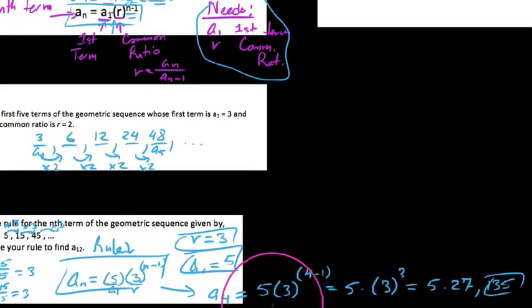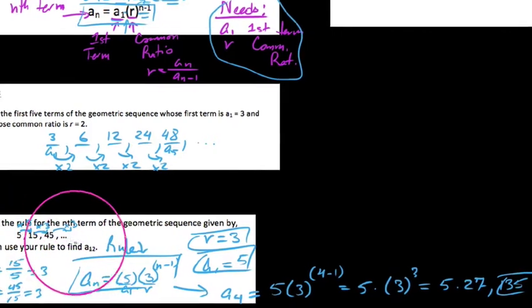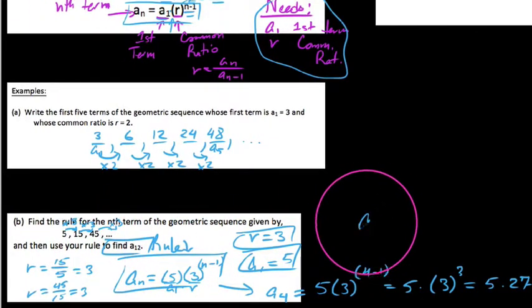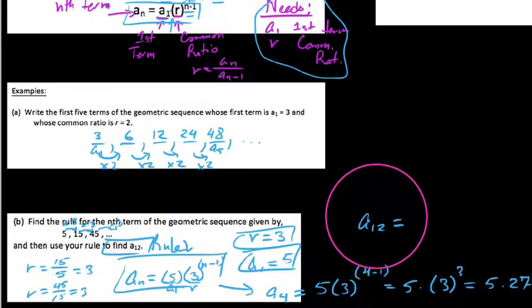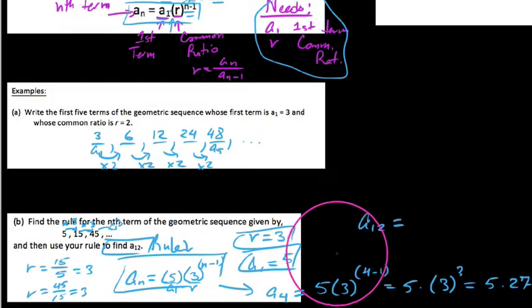This says use your rule to find a12. I'll leave that to the viewer. What I want you to do is find a12, which should be sufficiently large by that point, but that is how you could use the rule.